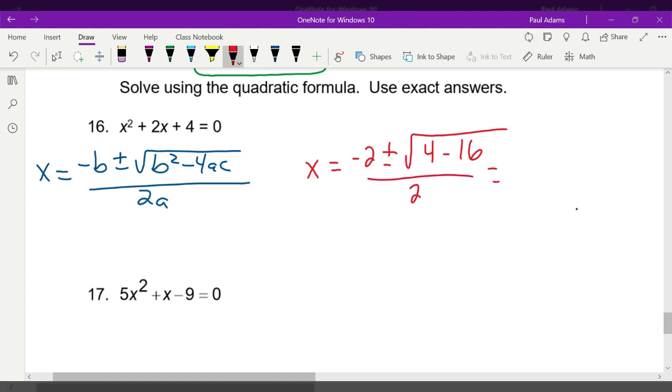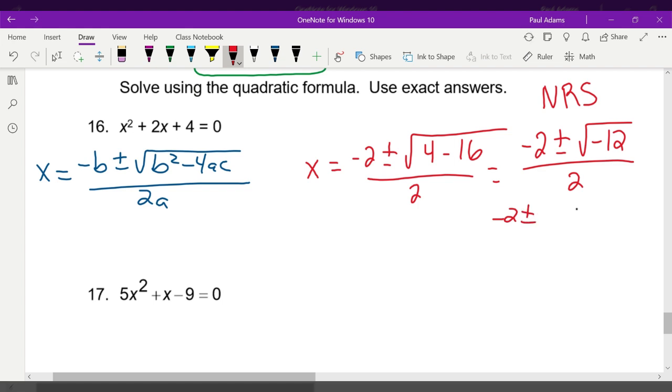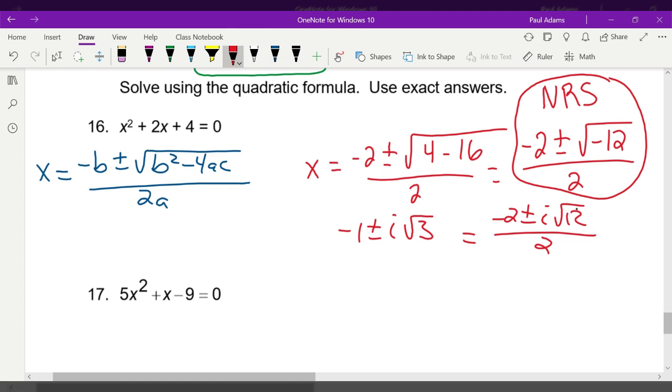Now, 4 minus 16 here is going to give us negative 2 plus or minus the square root of negative 12 over 2. Because it's a square root of negative 12, that'd be no real solutions. If you put that, you were fine. Now, if you wanted to actually break this down to an imaginary solution, this would have been negative 2 plus or minus i square root 12 all over 2. Square root of 12 breaks down to square root of 4 times square root of 3. Square root of 4 is 2. So we could have simplified this even more to get negative 1 plus or minus i times the square root of 3. However, I was just looking basically for these answers right there.